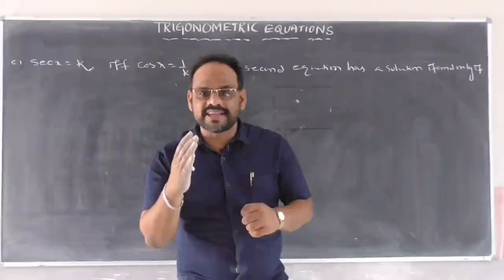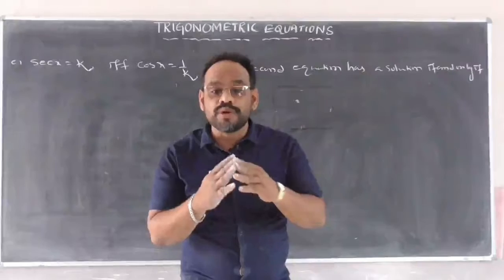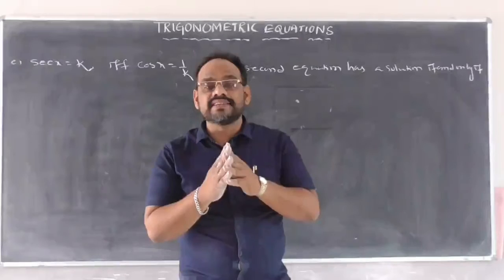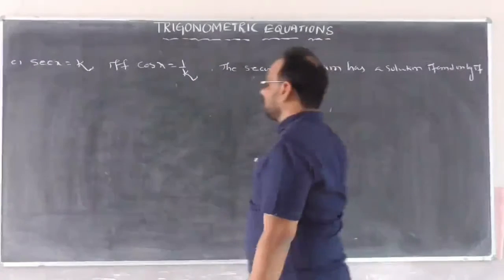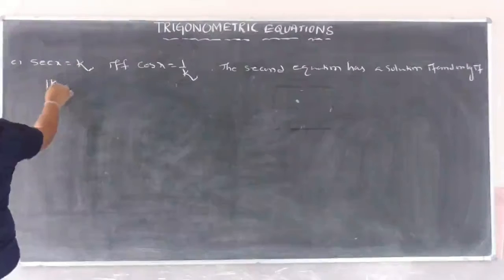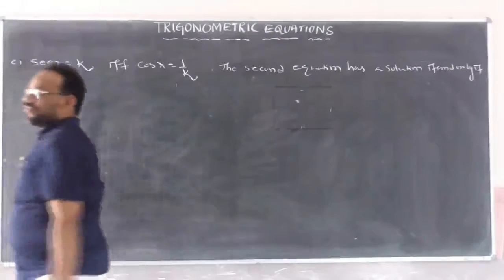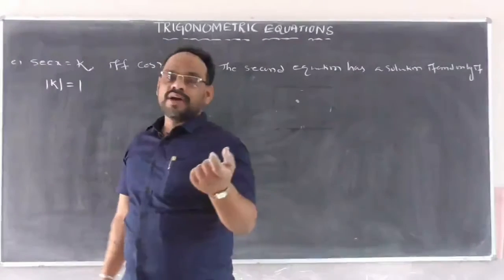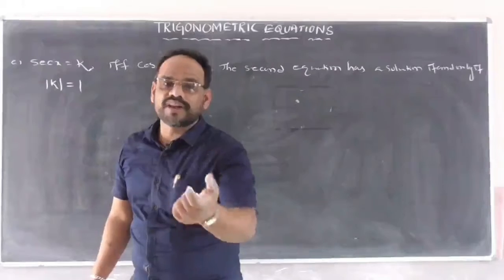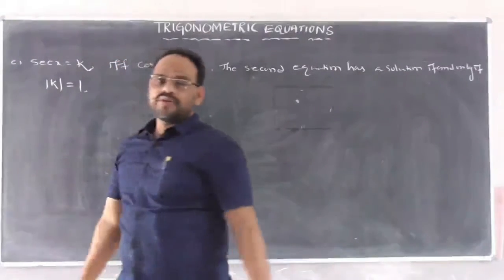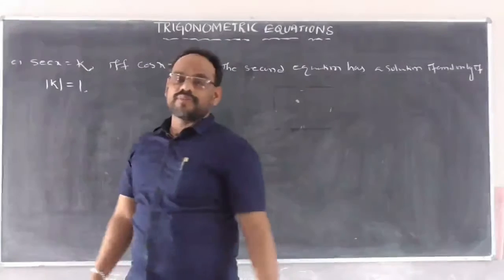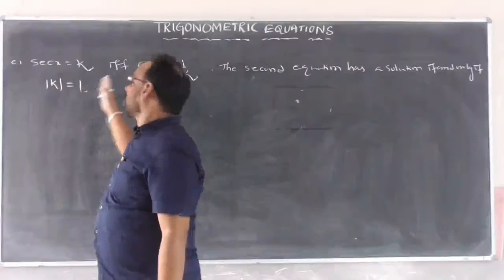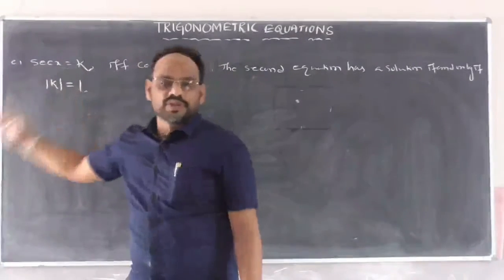Cos x equals 1 by k has a solution if and only if the modulus of k, that is, the absolute value of k, equals 1. Then only does cos x equals 1 by k have a solution.